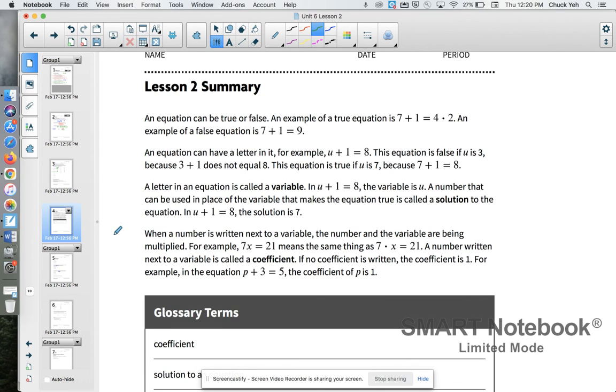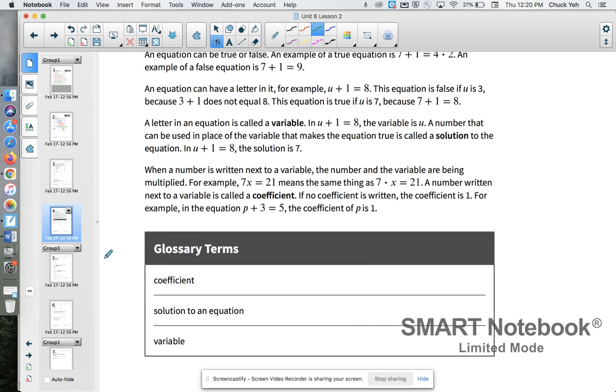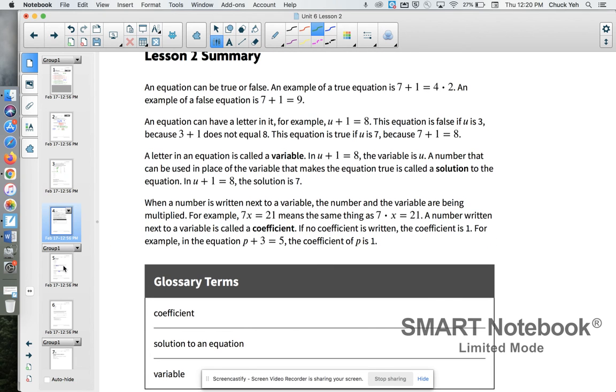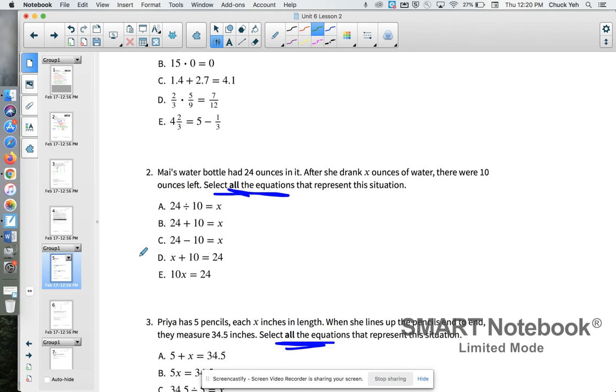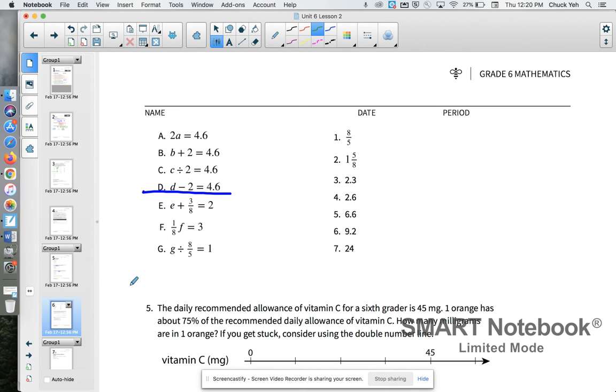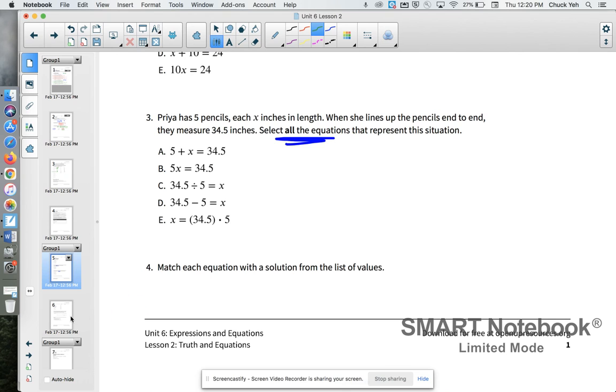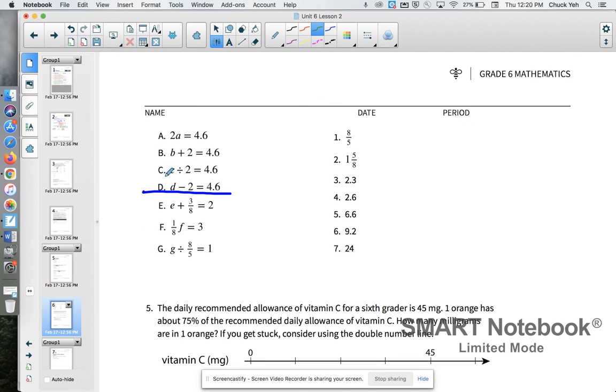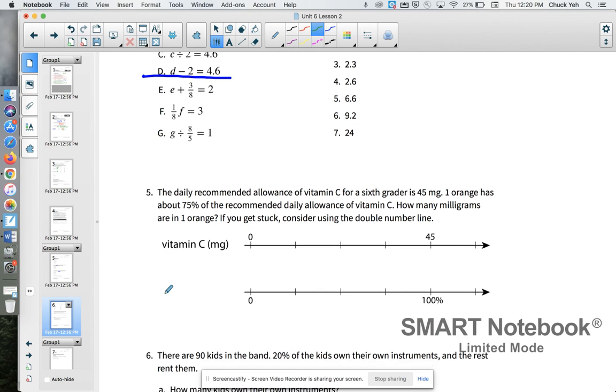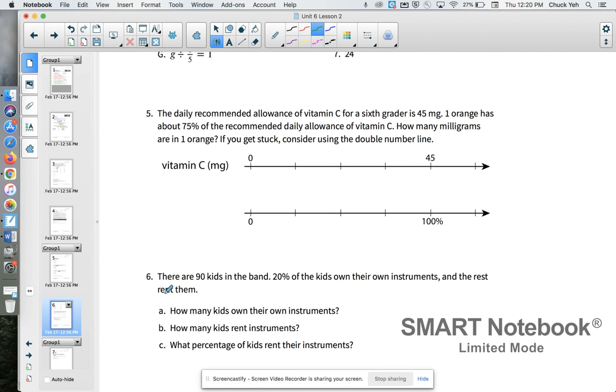Read the lesson 2 summary. Okay, go ahead and read that. Pause it and read it. And then your homework is to do all the problems. And then on number 4, you just have to do the first 4 problems, A, B, C, D. If you want to do the other 3, you can do that. And then also do 5 and 6. All right, so that's homework.